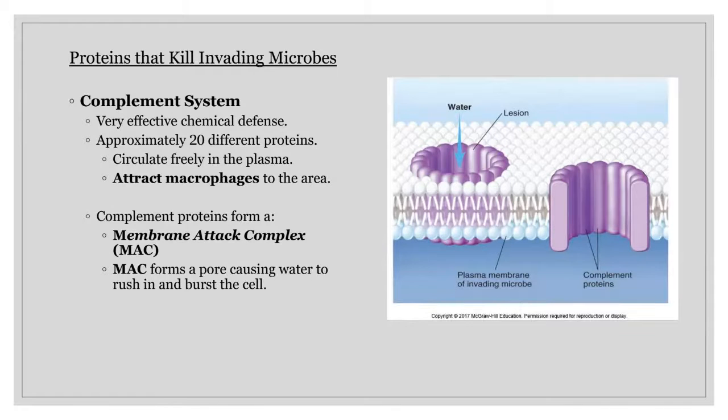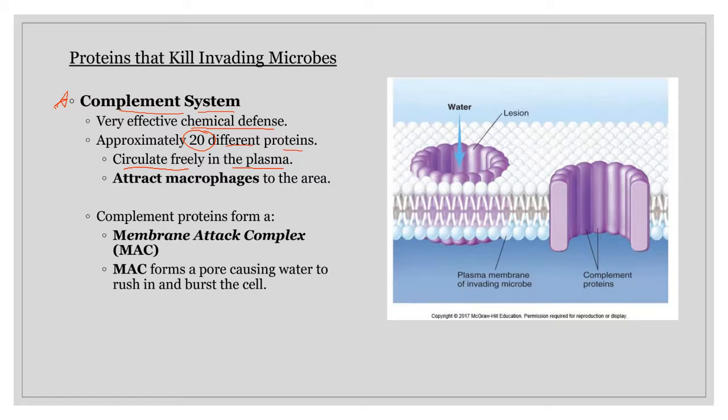Okay, proteins that kill invading microbes. Like I told you, this is still part of the second line of defense. The complement system is a very effective chemical defense. There are about 20 of these different proteins, and they circulate in your plasma, in your blood. They're just around, okay?